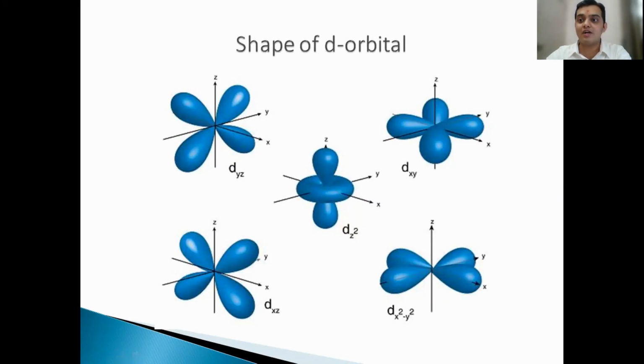Dz square is called the doughnut shape. A doughnut shape is like a donut. You can see the donut. It's a round donut, and there is a cherry on it, or there is a top on it. Very, I would say it's a dumbbell. In between, there is a ring in the dumbbell.